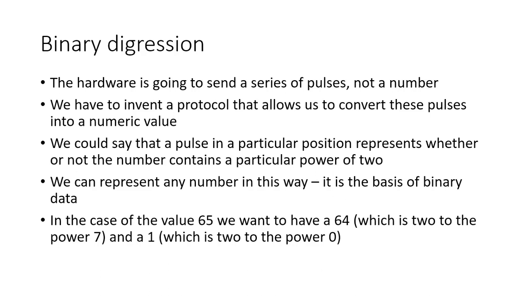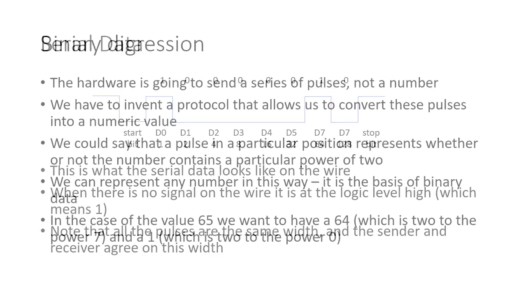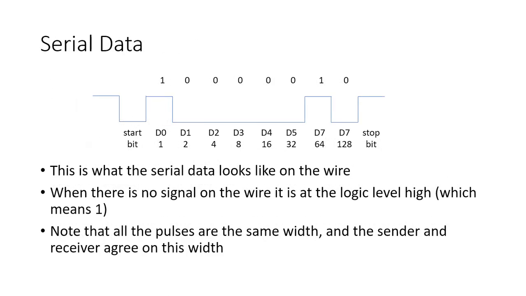And so take our 65. It's quite an easy one because we have a 64, which is 2 to the power 7, and a 1, which is 2 to the power 0. So we take those two bits and we go, okay, if we send those 2 bits as data bits and all the other bits as 0, we're sending the value 65. If that seems a bit confusing, stay with me. I'm hoping the next page will make things a little bit clearer.